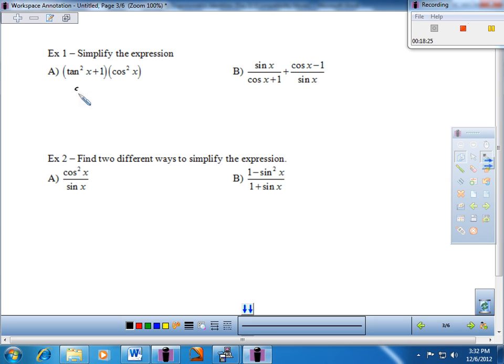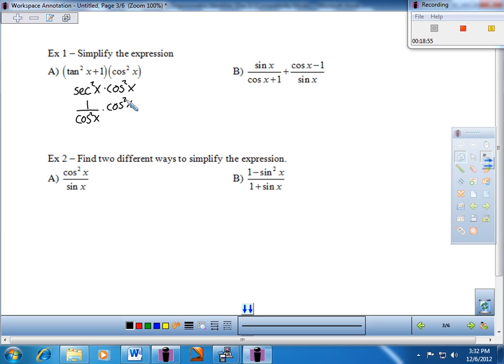Tangent squared plus 1, everybody, is secant squared. So by using that identity right there, I can replace secant squared with tangent squared plus 1. So now it's secant squared times cosine squared, excuse me. And again, always looking to go further. What's a good connection with secant and cosine? Well, of course, secant really is 1 over cosine. So secant squared would be 1 over cosine squared. And so you would get something like that right there.